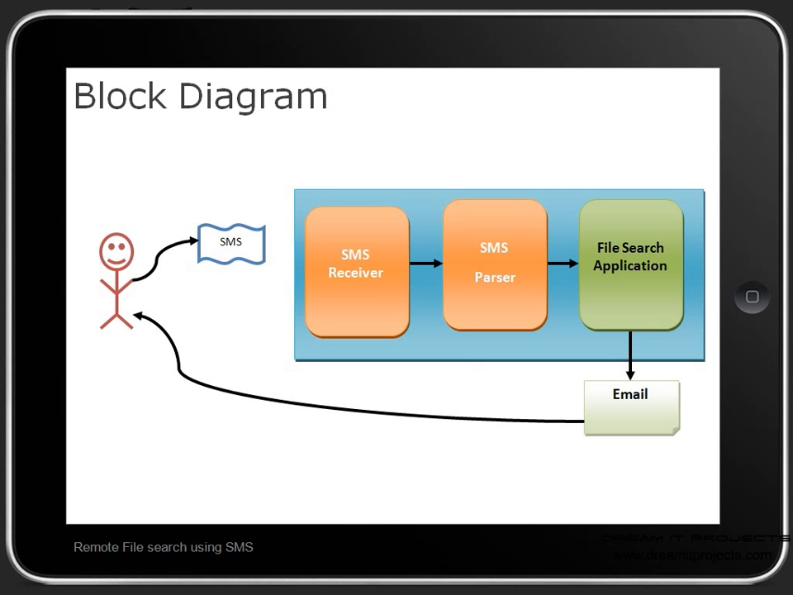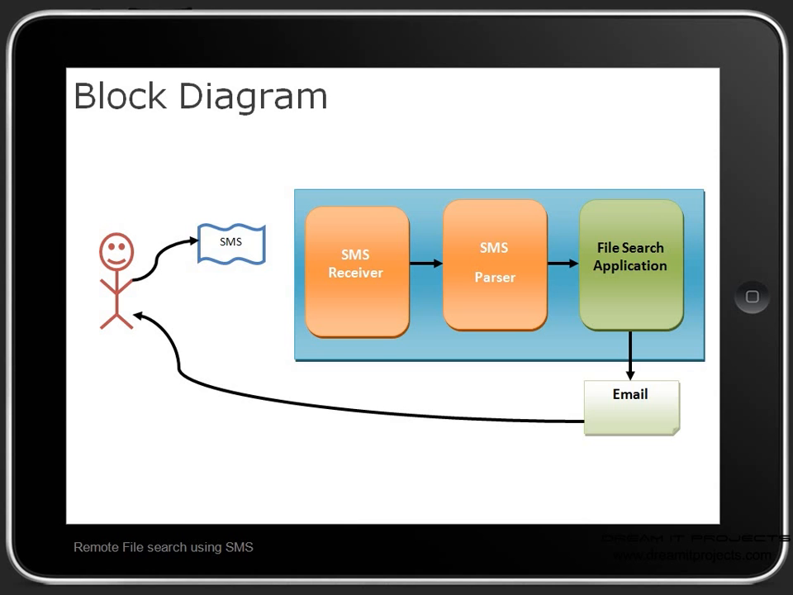Now let's come to the block diagram. What a user will do is send an SMS. The entire blue box is nothing but our project, that is a remote file search using SMS, inside which we have three modules. The first module is the SMS receiver. The SMS receiver is nothing but a GSM modem in our project, which will be receiving an SMS.